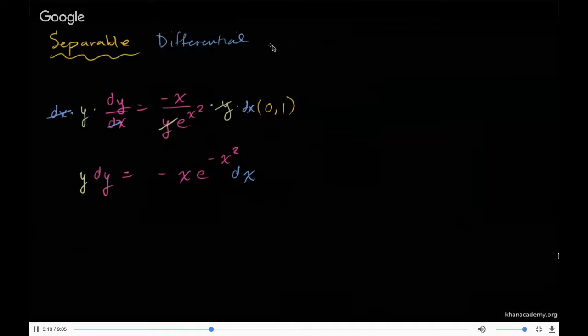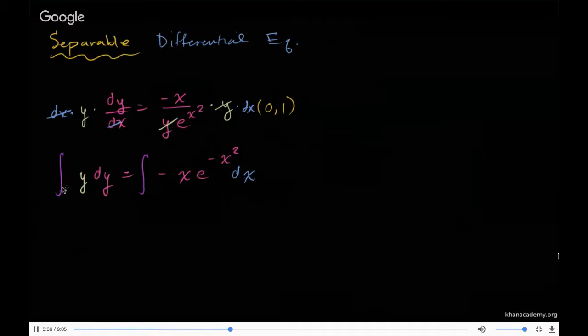And it's usually the first technique that you should try. Hey, can I separate the y's and the x's? And as I said, this is not going to be true of many, if not most, differential equations. But now that we did this, we can integrate both sides. So let's do that. I'm going to integrate both sides.